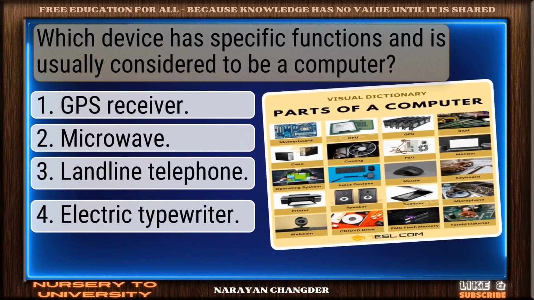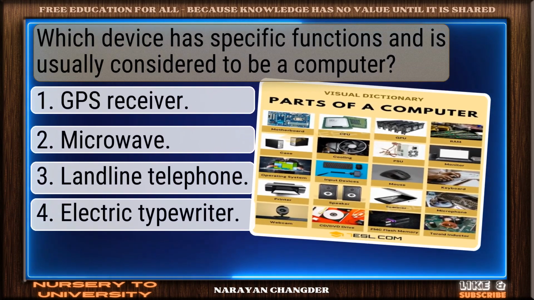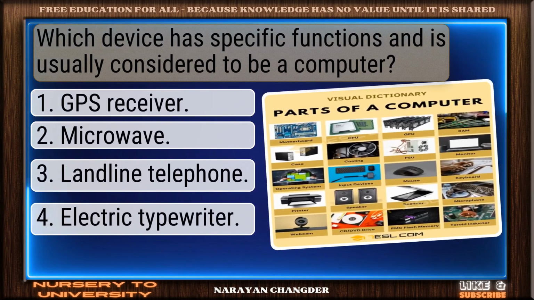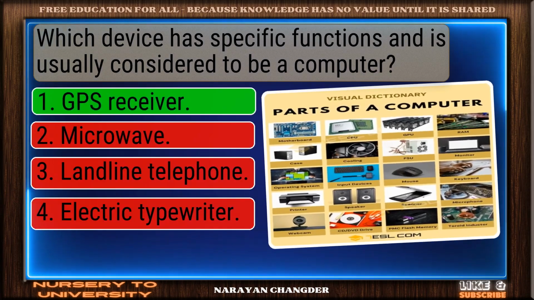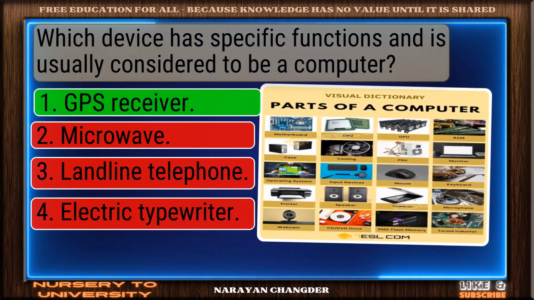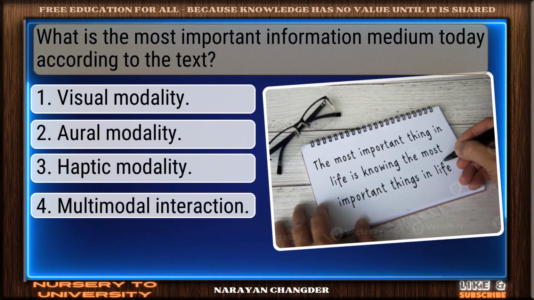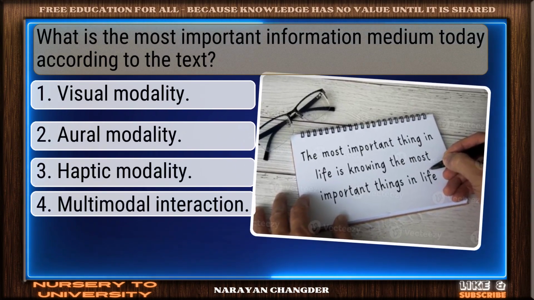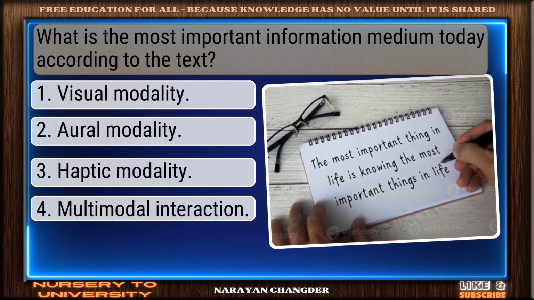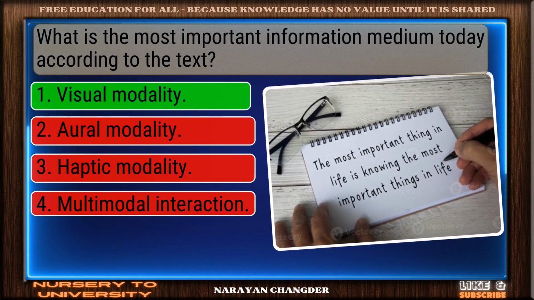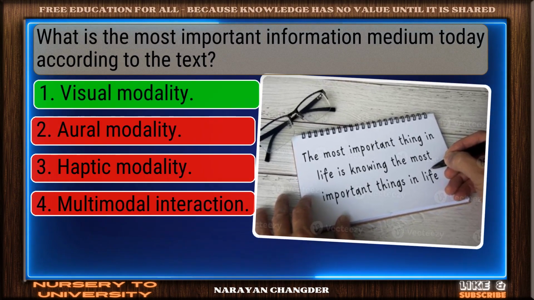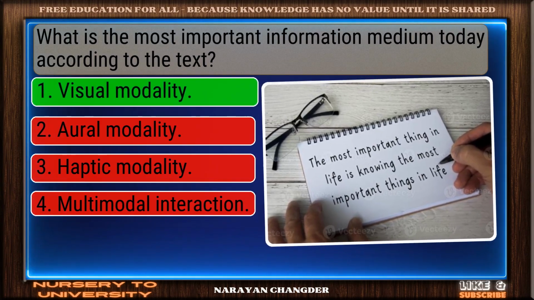Question number 1. Which device has specific functions and is usually considered to be a computer? Bravo, GPS receiver is the answer. Question number 2. What is the most important information medium today according to the text? Nice work. You chose visual modality and it is correct.